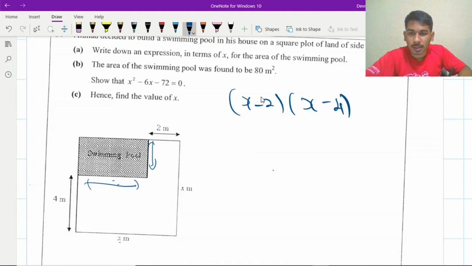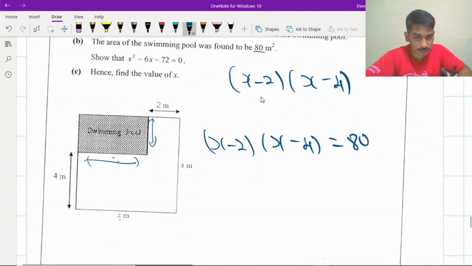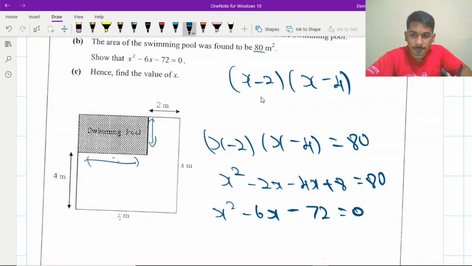And then find the area of the swimming pool. Okay, the area of the swimming pool was found to be that. So we just need to equate it, right? x minus 2 times x minus 4 is equal to 80. Same thing as we did for the previous question. x squared minus 2x minus 4x plus 8 is equal to 80. Move everything to one side. x squared minus 6x minus 72. There we go. We got the answer.